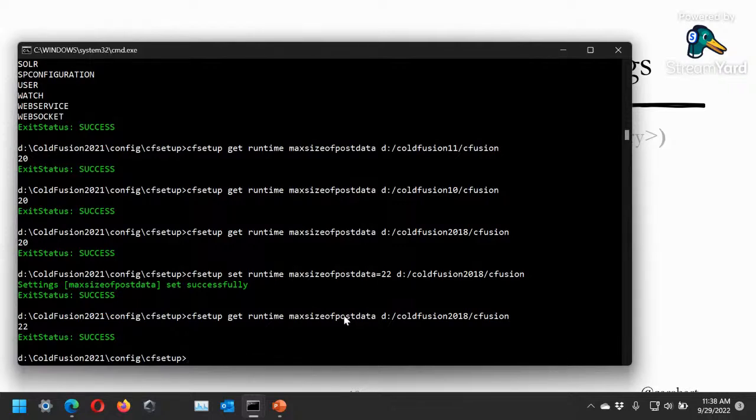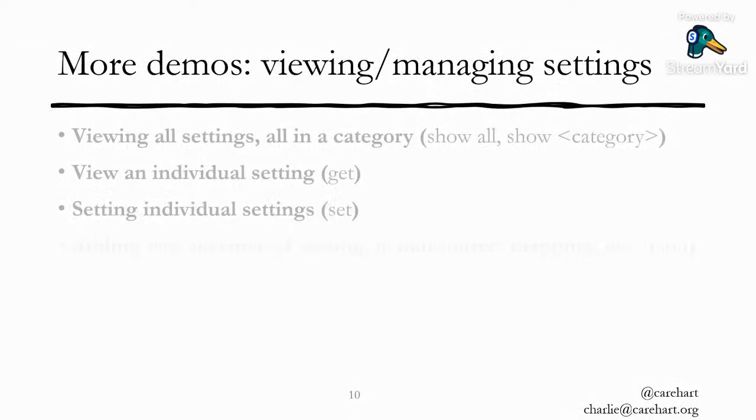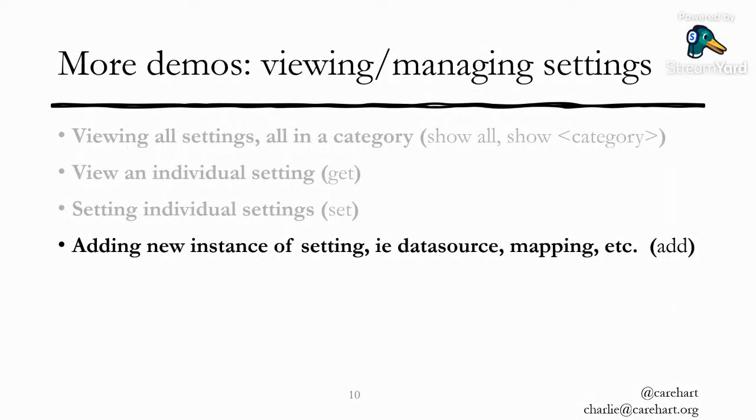But the real power is in the JSON files where you could do lots of stuff. These onesie-twosie things might rock somebody's boat, but the JSON file is going to be the really compelling thing. And you can even add new things that aren't there. So if you wanted to add a data source, there's an add command where you could add a data source. Or if you wanted to add a mapping, there's an add to add a mapping. In the interest of time, I'm not going to demonstrate that.